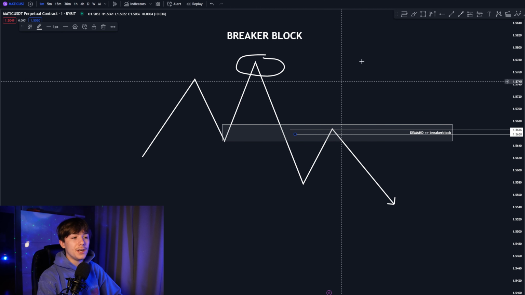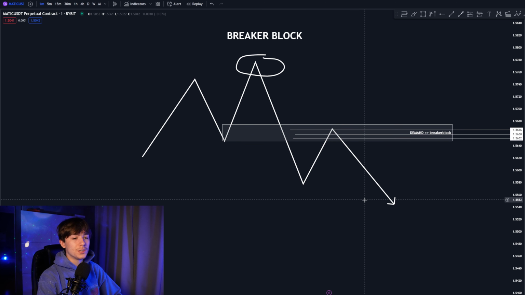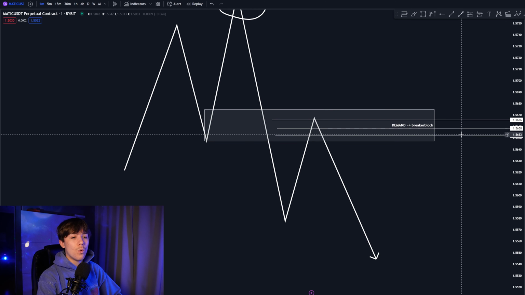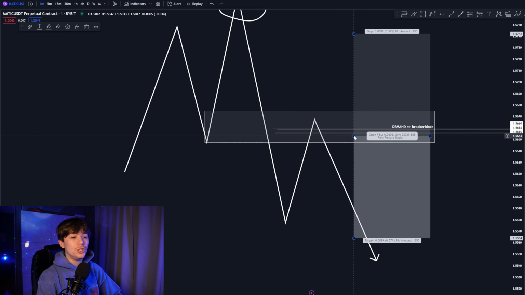Let's say there's an MA right here, a fair value gap, previous support turns into resistance. Then whatever confluences you found, you want to place your entry just below it, right?